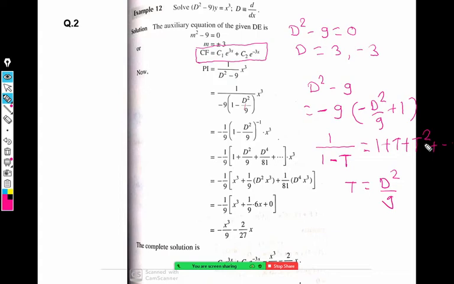Okay, just I will tell you that in 1 upon 1 minus t, the 1 plus t square is written. Actually, this term is also not required. Why? What is d raised to 4 of x cube? 0. So this term is going to 0. And you will observe that's written here, d raised to 4 upon 81, that is the fourth derivative of x cube. That's 0. 1 into x cube is x cube as it is, 1 by 9 d square of x cube, that we have to write here, and d4 is 0, and we get that yp there. Then yc plus yp will be the complete solution.